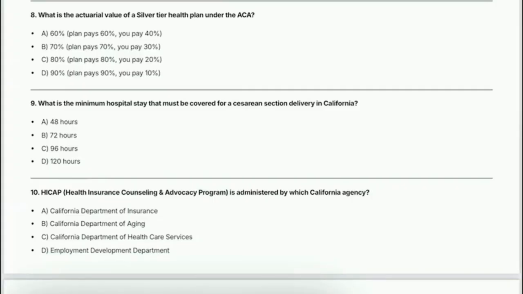All right, let's see how we did. Question number 1, the correct answer was 30 days. You need to report changes of address or name or criminal convictions within 30 days.